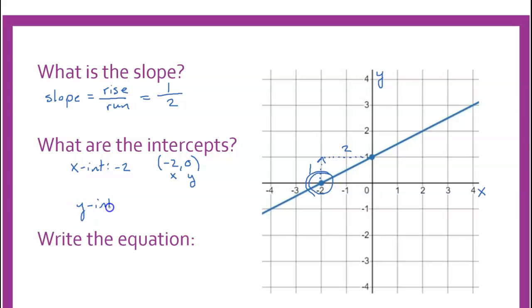For our y-intercept, we do the same thing. We just need to find where it crosses the y-axis, which is right here. The value there is 1. We may also write this as a coordinate pair. Now, the x value here, left and right, this is going to be 0, and then we go up 1. So our x is 0, our y is 1.